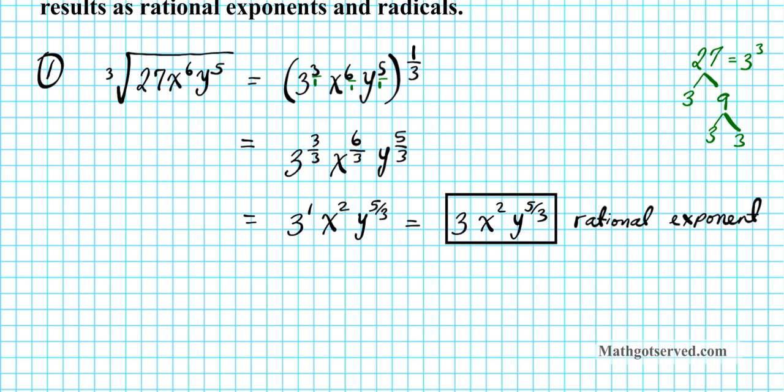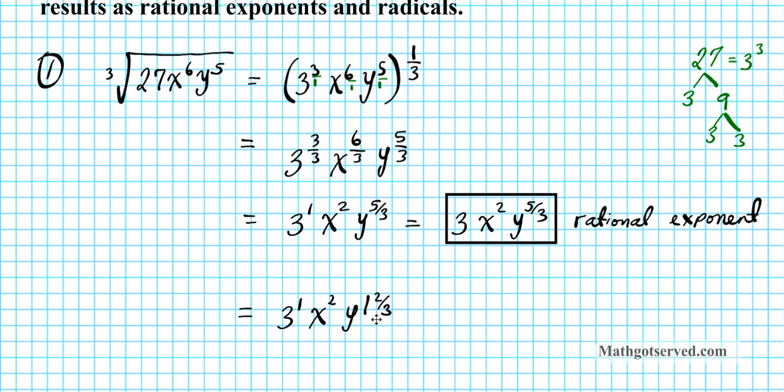Okay, so how do you express this in radical form? Any exponent that's a fraction should be converted into radical form. Okay, so we have 3 to the first power. This is an integer, so it cannot be expressed as a radical. X to the second is an integer, cannot be expressed as a radical. But y to the 5/3 can be expressed as an integer and a fraction. Okay, so in that case, if I want to write it as a mixed number, 5/3 is 1 and 2/3.